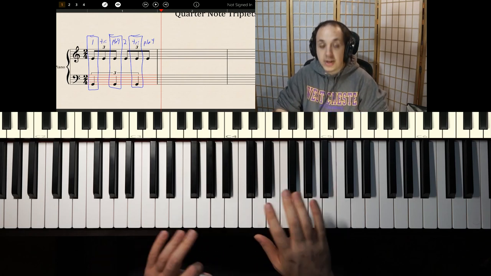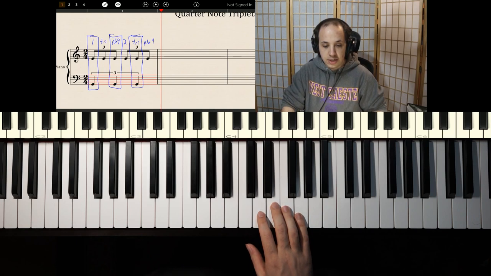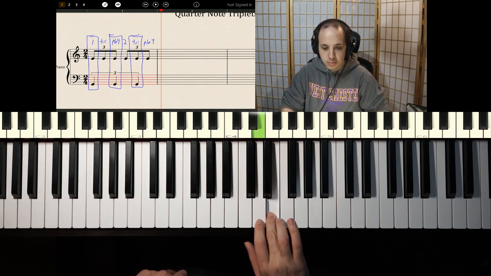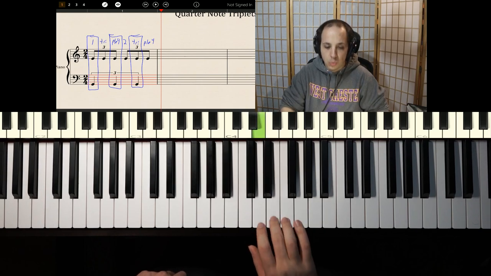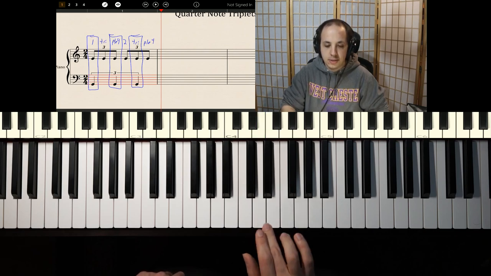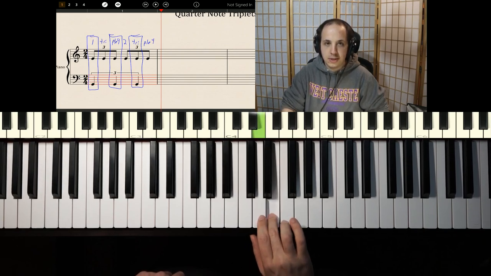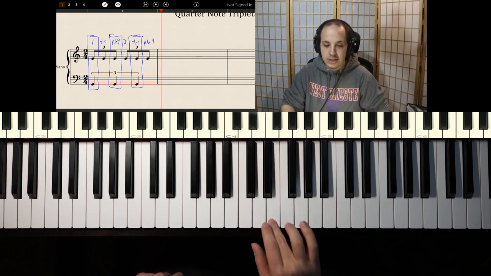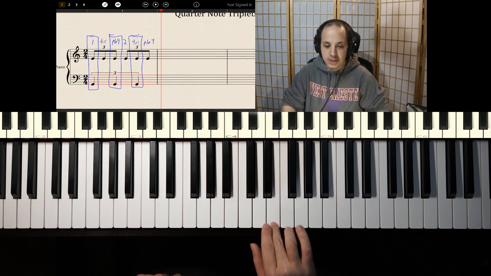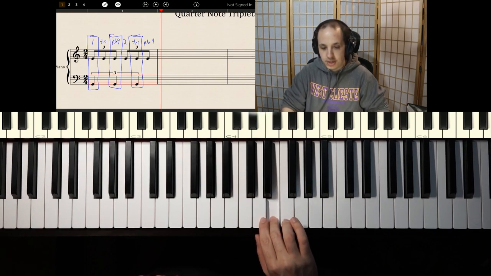So here, I'm going to do it 5 times right in a row. So here we go. We have 1 triplet, 2 triplet. We do a little slower, actually. 1 triplet, 2 triplet, 1 triplet, 2 triplet, repeated several times.